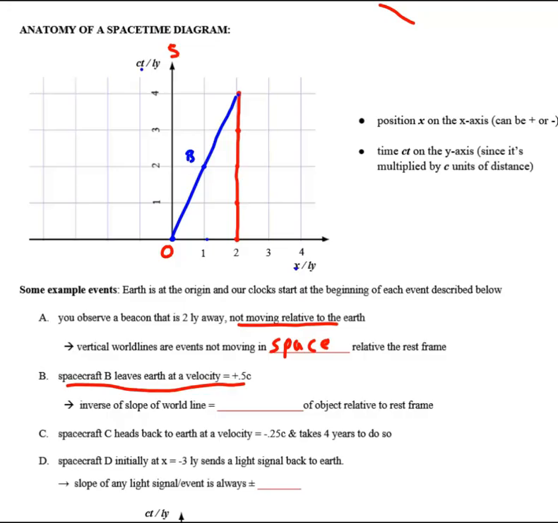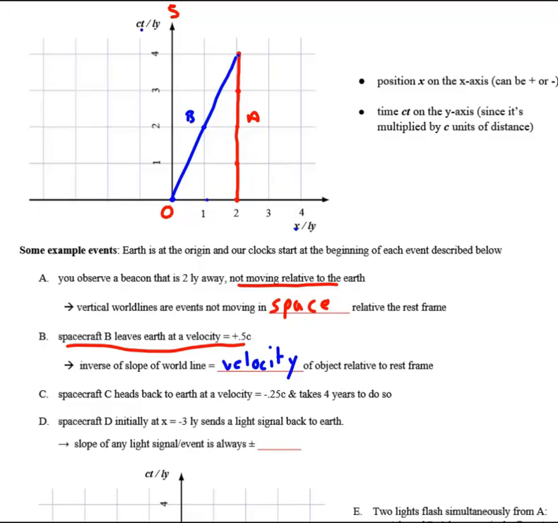So a key idea here is that the inverse of the slope of the world line is equal to the velocity of the object relative to the rest frame. Okay, so that's just a little adjustment you might have to make since we're so used to sloping the velocity here. We've got to do the inverse slope.